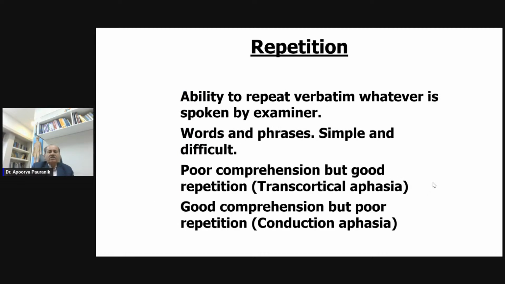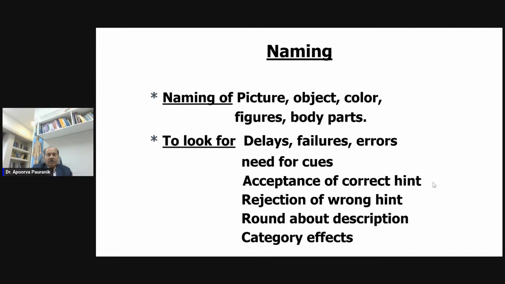joint. The third heading in the testing is repetition. Here we look for ability to repeat verbatim whatever is spoken by the examiner. The examiner should carry with him a list of words and phrases which can be simple to begin with, and then gradually we go to difficult ones. If a person is having poor comprehension but good repetition, it is a type of transcortical aphasia. On the opposite side, if the person is having good comprehension but poor repetition, then it is likely to be the conduction aphasia. The fourth heading in the assessment of aphasia is naming.